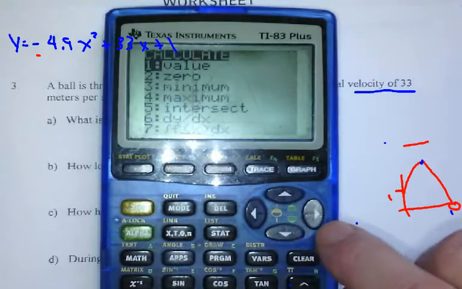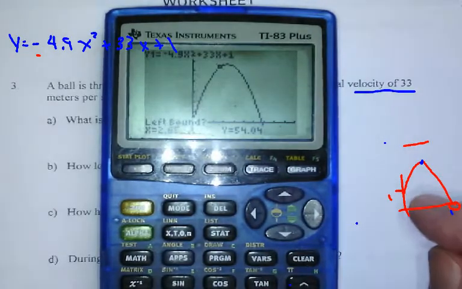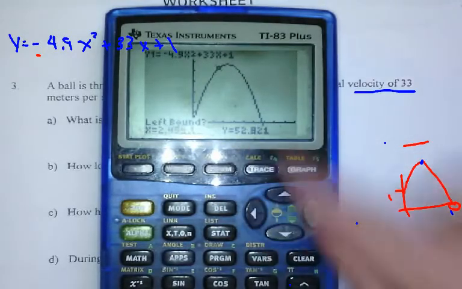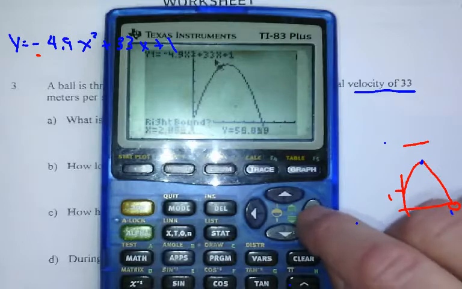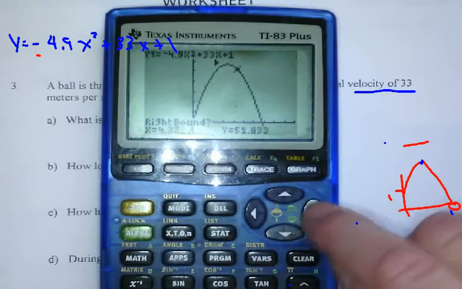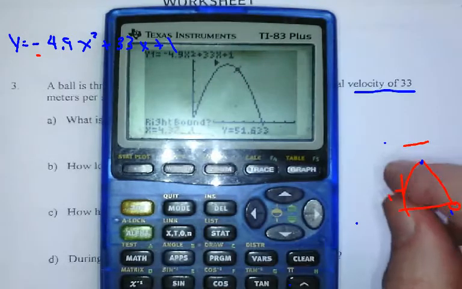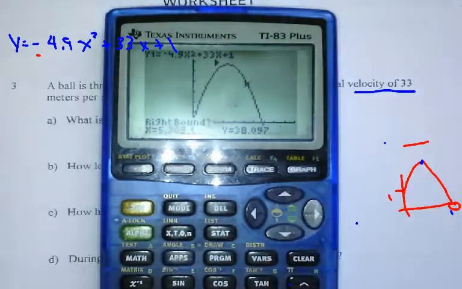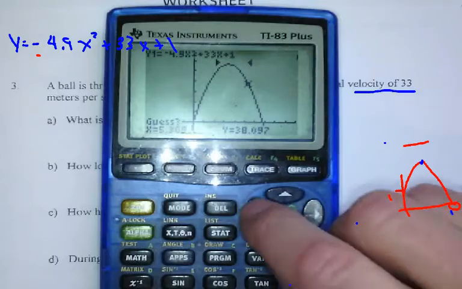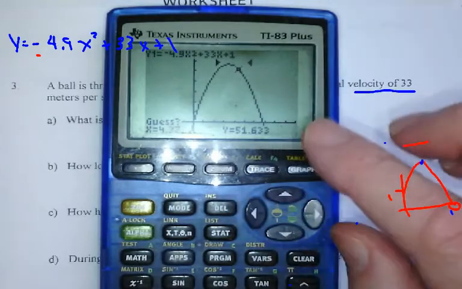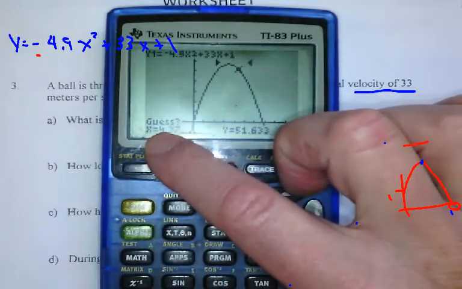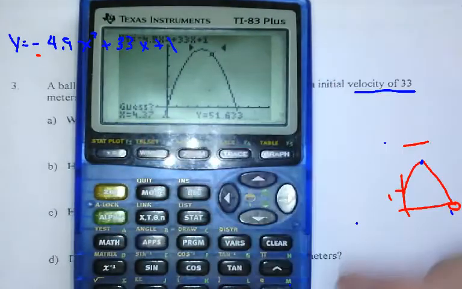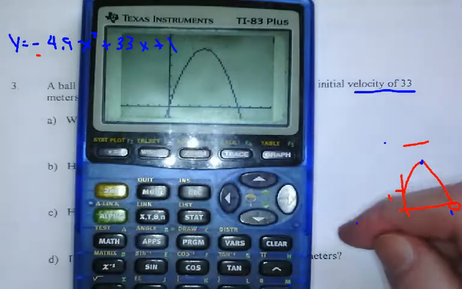Okay, so we're interested in the vertex. That's the maximum. I'm going to go to maximum. I'm going to hit 4. It says left bound. So you can see the cursor's already somewhere on the left. That's cool. I'm going to hit OK. Then it says right bound. Remember, anywhere on the right. You don't have to be exactly in the same place. You can be way down here if you want, as long as you're on the right-hand side of the top of the parabola. And then whenever it says guess, anywhere in the middle works. As long as I'm close to the middle, I'm happy.